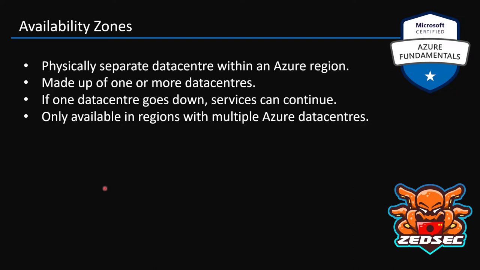An availability zone is a physically separate data center within an Azure region. It's made up of one or more data centers. You can't have an availability zone if the region only has one data center in it. If one data center goes down, services can continue in the second zone, and it's only available in regions with multiple Azure data centers.